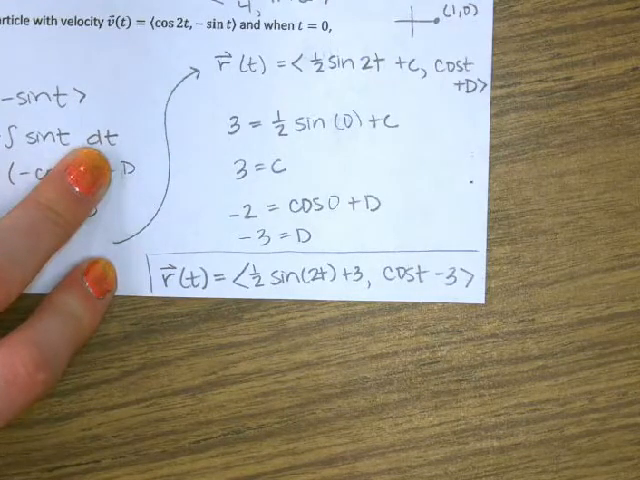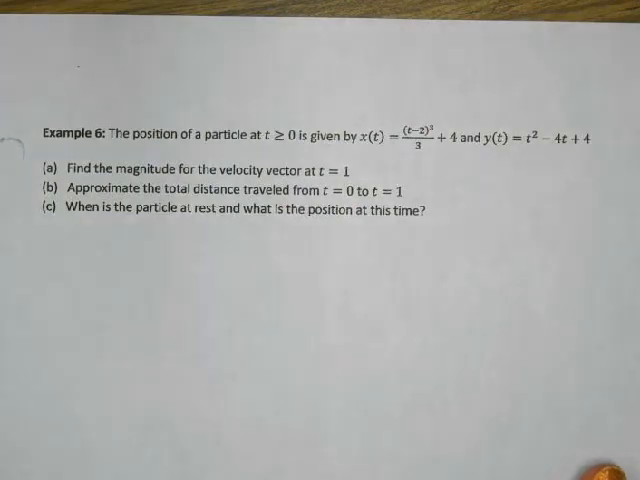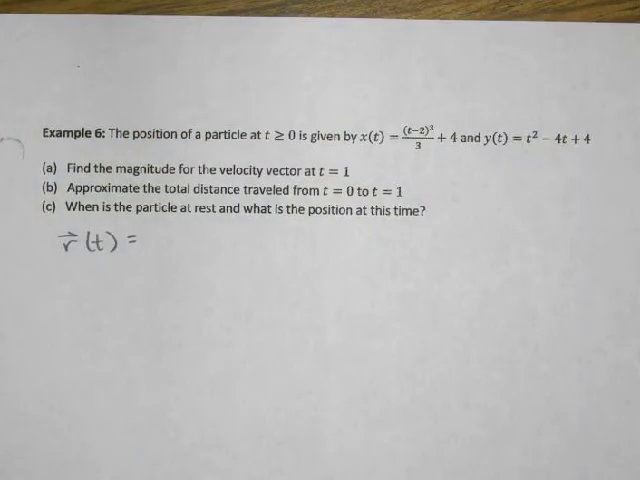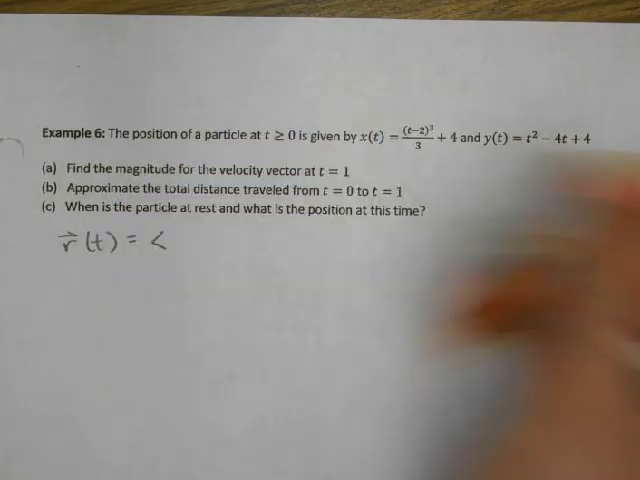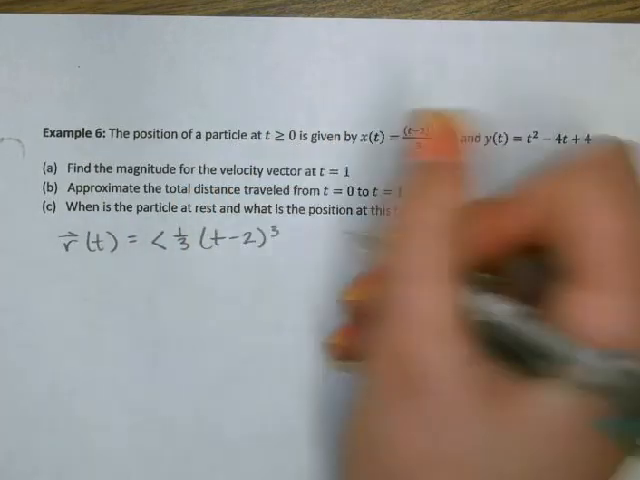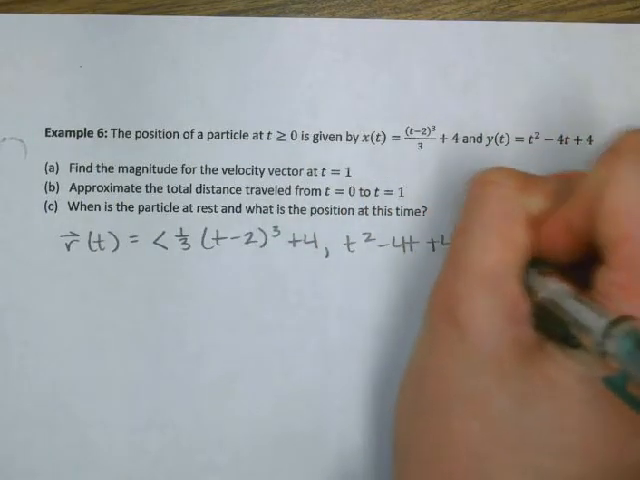All right, and then we've got one last example. We'll be done. So it gives us the position of the particle where t is greater than or equal to 0. And it says find the magnitude for the velocity vector at t equals 1. So the position vector is going to be, and I'm going to rewrite this, 1/3 (t minus 2) to the third plus 4, and then t squared minus 4t plus 4. So there's my vector valued function.